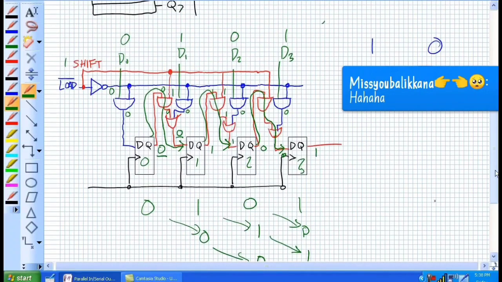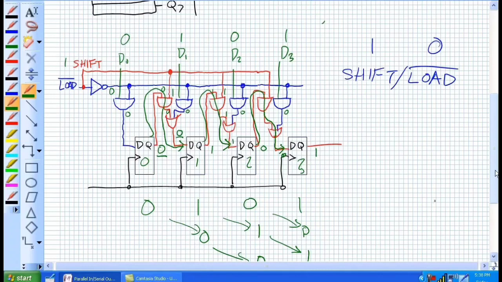Ultimately, how fast did it take to load? Well, it's parallel in 1 clock pulse. How fast did it take to read? Well, it's 4 bits coming out in a serial fashion, 4 clock pulses. Okay, super fast load, slower download.